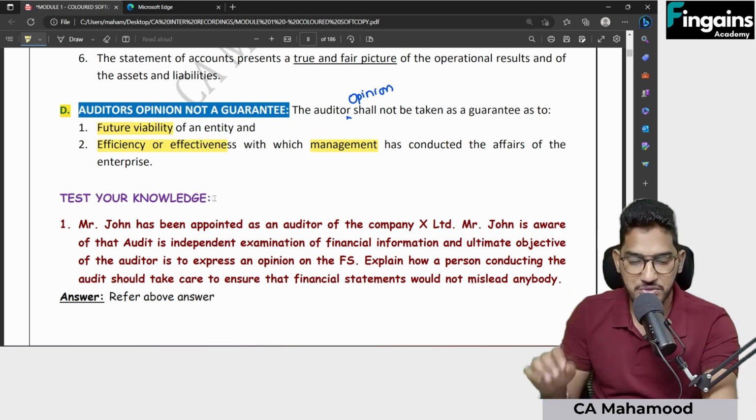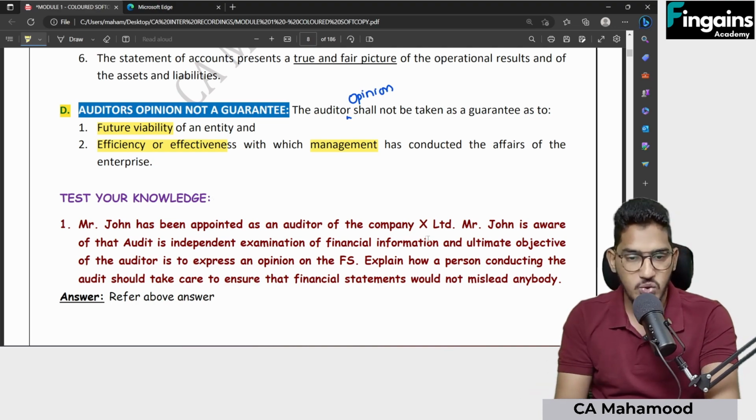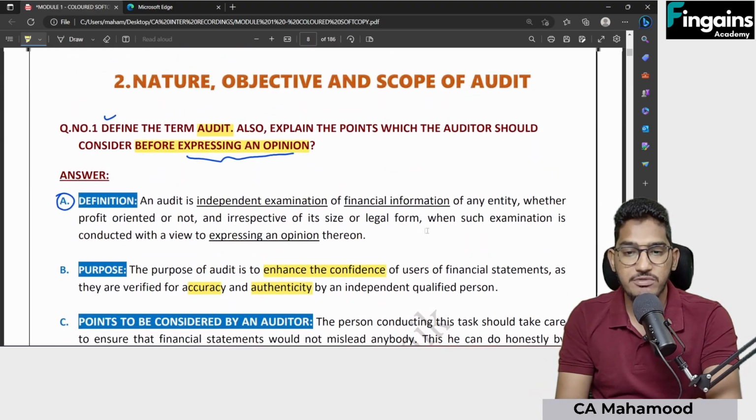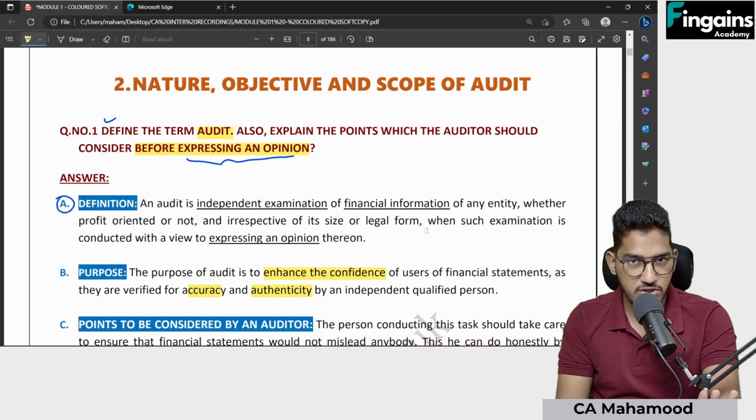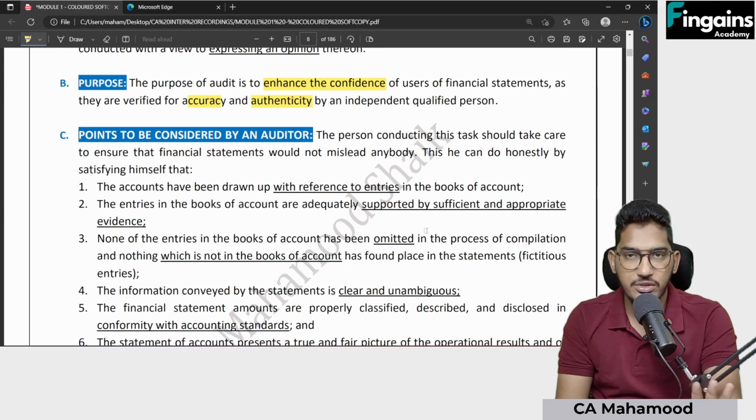So till now we did not answer the main question. So what was the main question? The main question is, what are the points which are required to be considered before expression of opinion? This is the main question now. So now let us come to the main question. What are the points which are required to be considered by an auditor before expression of opinion?